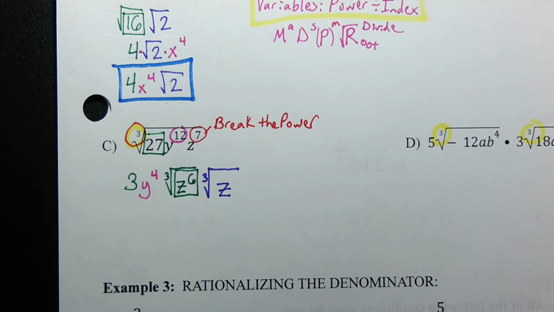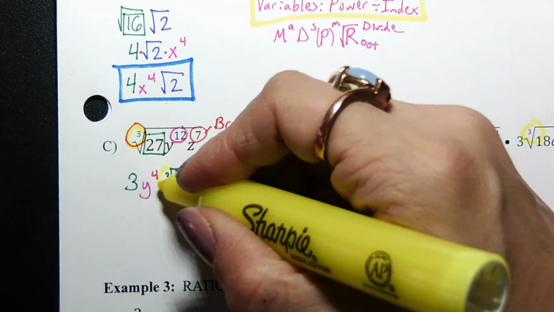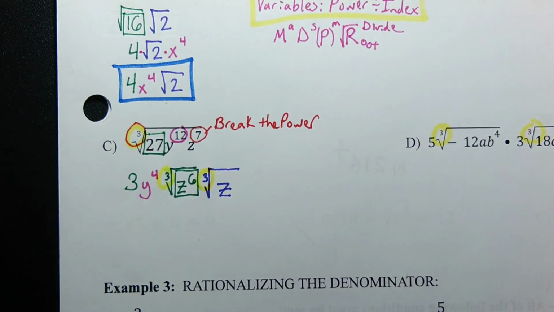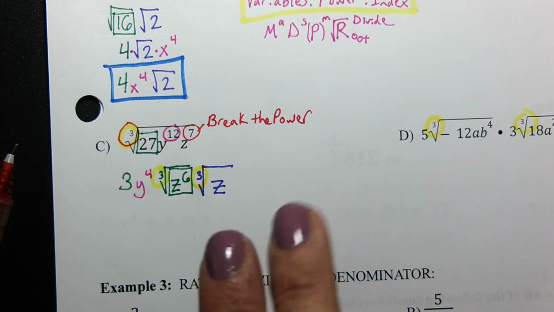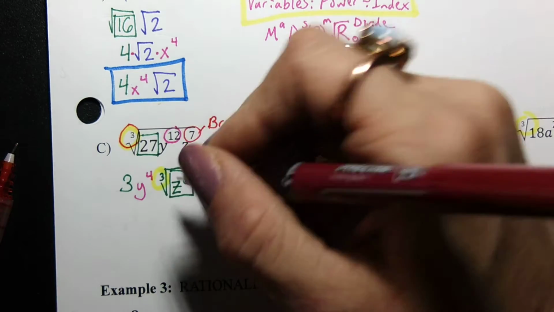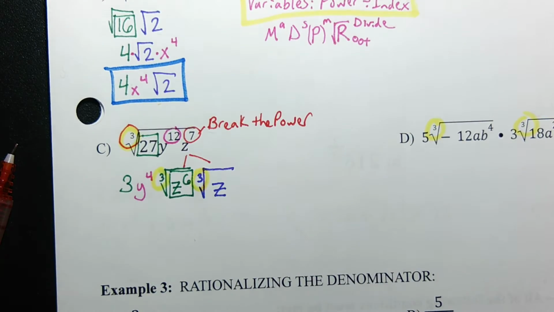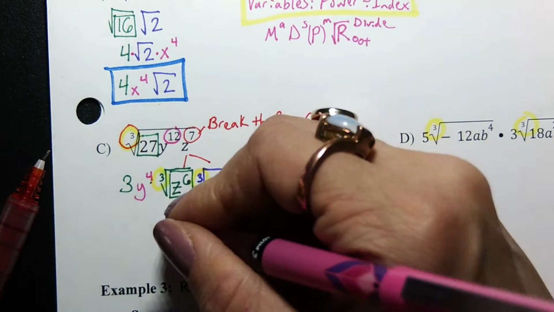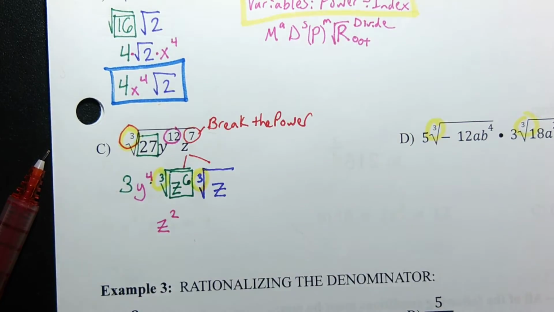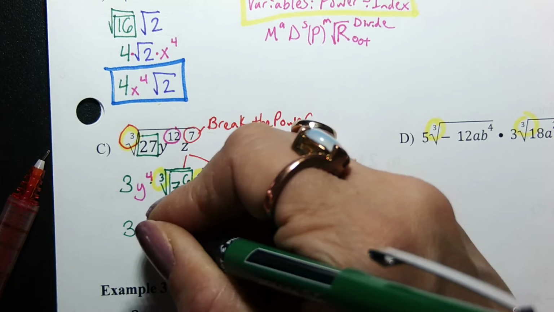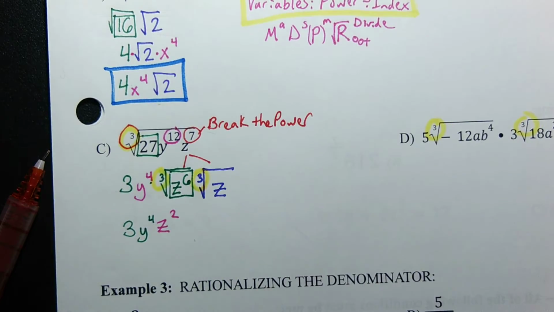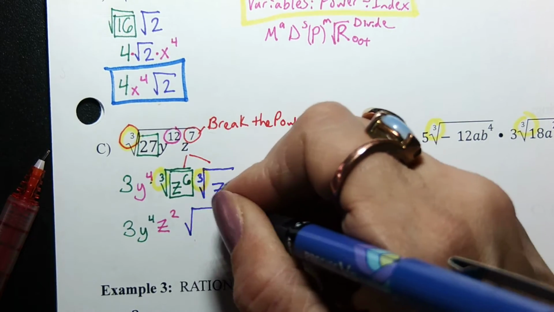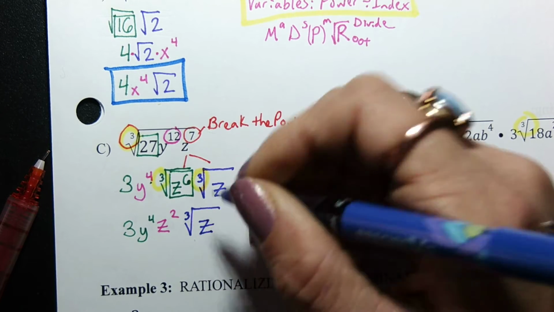So we have to identify the root we're taking from the beginning. We also have to show the root in any subsequent work. So got to show what root we are taking. We got to show that index number. So now that I have this broken up, what is the cube root of z to the 6th? We take power divided by index, and we get z squared. So I have 3y to the 4th, z squared, and then the cube root of z.